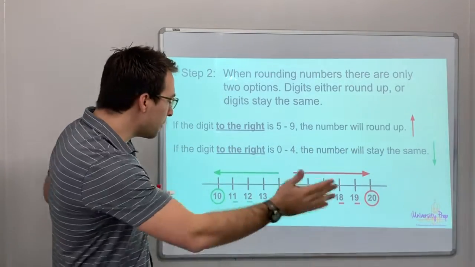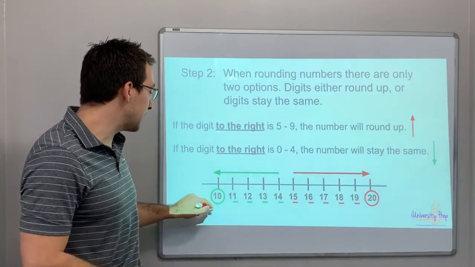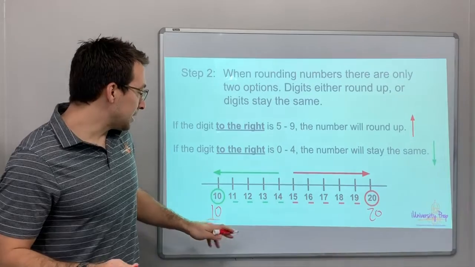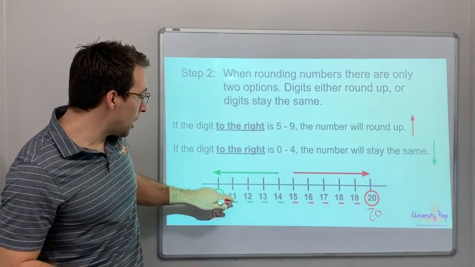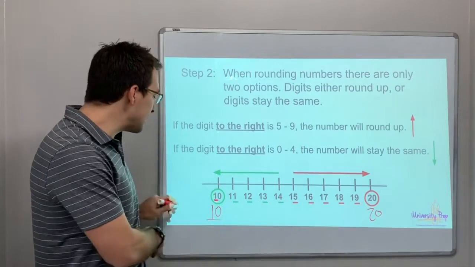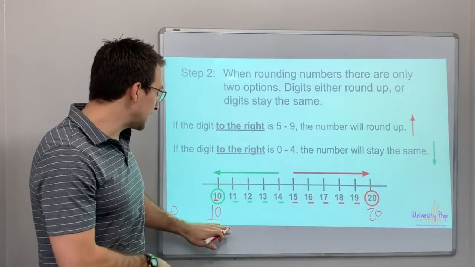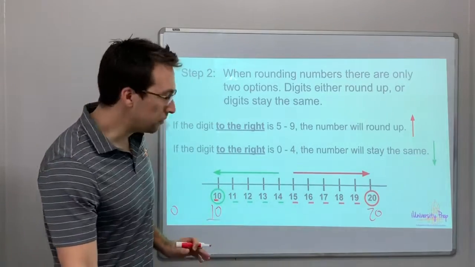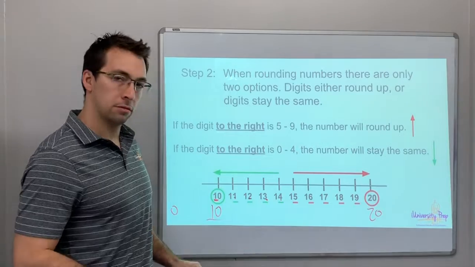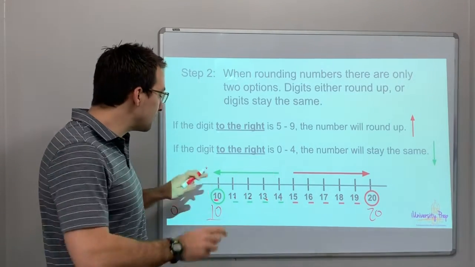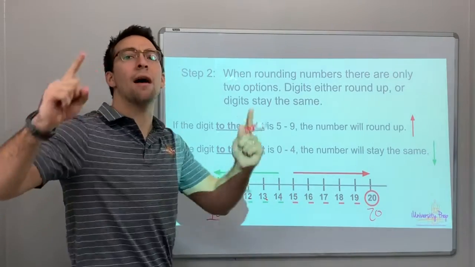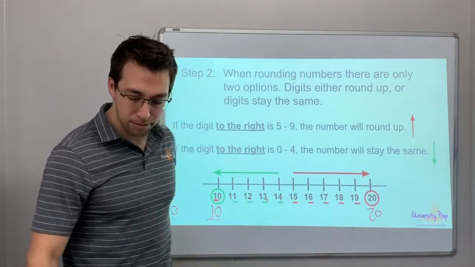So, on a number line, if we're rounding to the tens place, we have 10 or we have 20. You're never going to go down to 0. We're not rounding down to 0. We're going to stay at 10 or go up to 20. So, rounding to the tens place, 11, 12, 13, 14 are going to round down. They're going to stay at 10. 15, 16, 17, 18, 19 go up. 5 through 9 goes up.